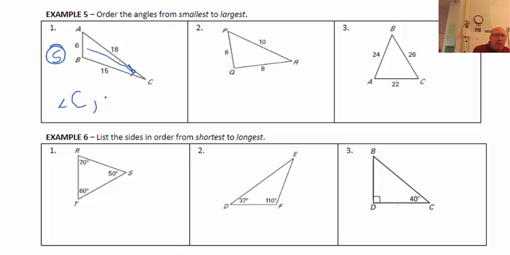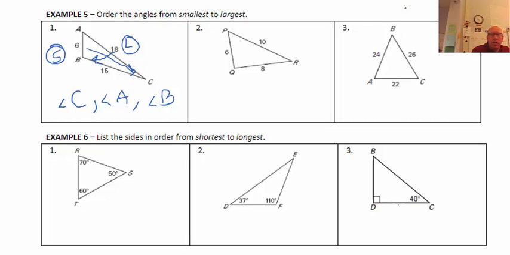Then we have angle A, since it's across from the 15. And then finally our largest angle is going to be angle B, which happens to be across from the largest side. Pause the video here and try the next two on your own, and then double check your answers.